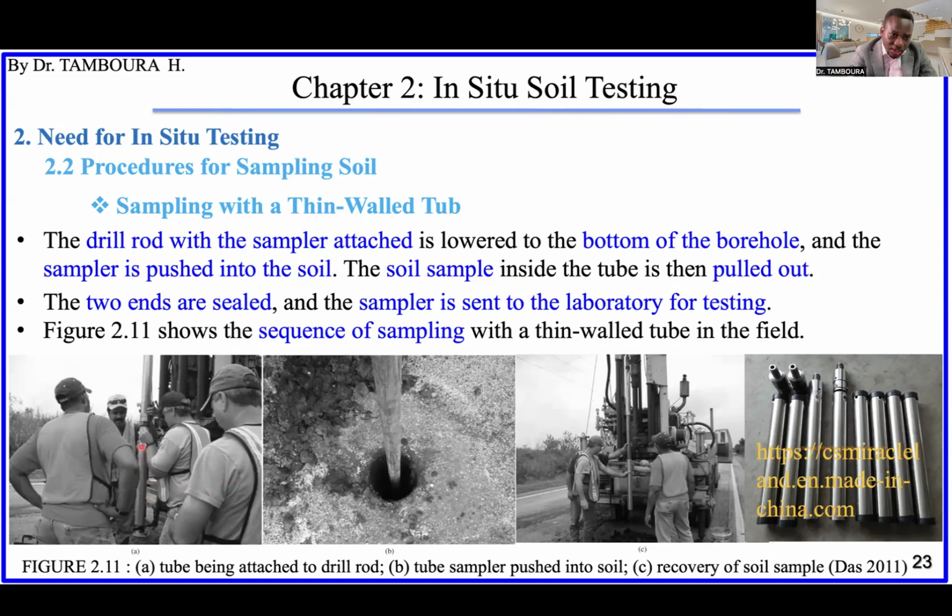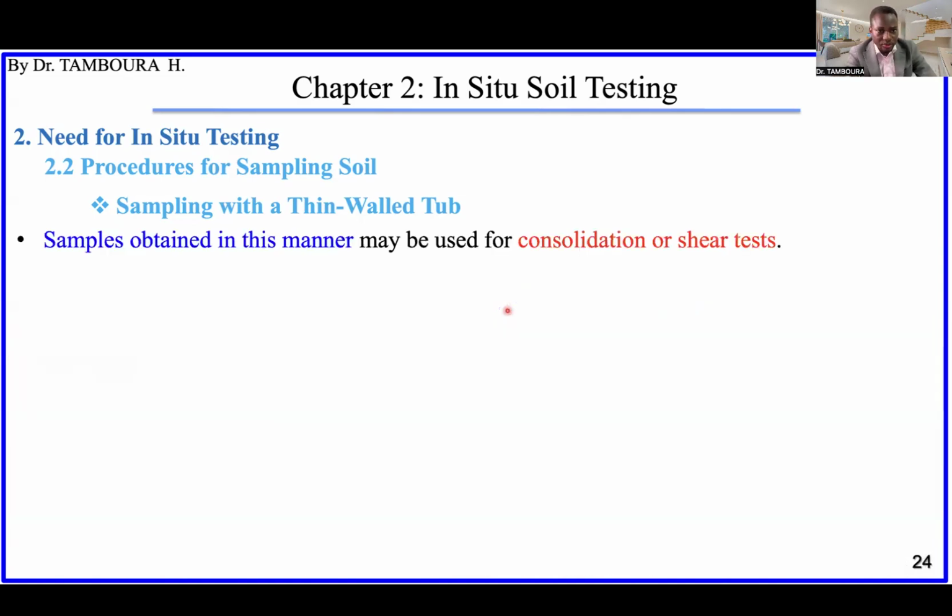Here you can see how this tube is attached to the drilling rod. Then you lower it down into the borehole, and you push the tube into the ground. After that, you pull out the tube with the soil inside, which means you have collected the soil, and then remove it, close both ends, and take it like that to the lab.